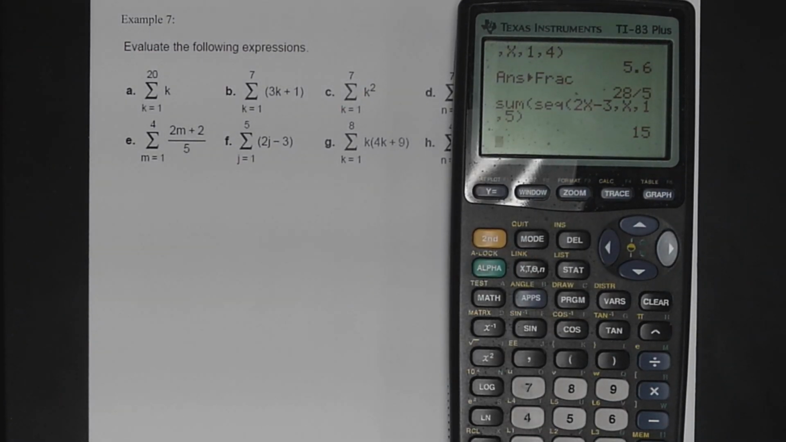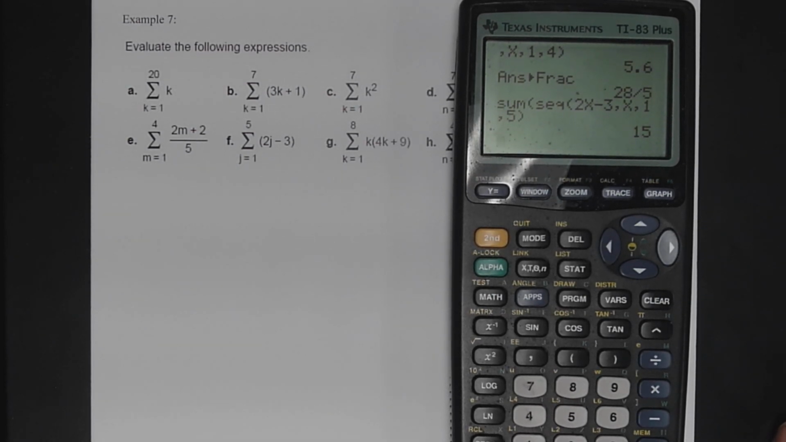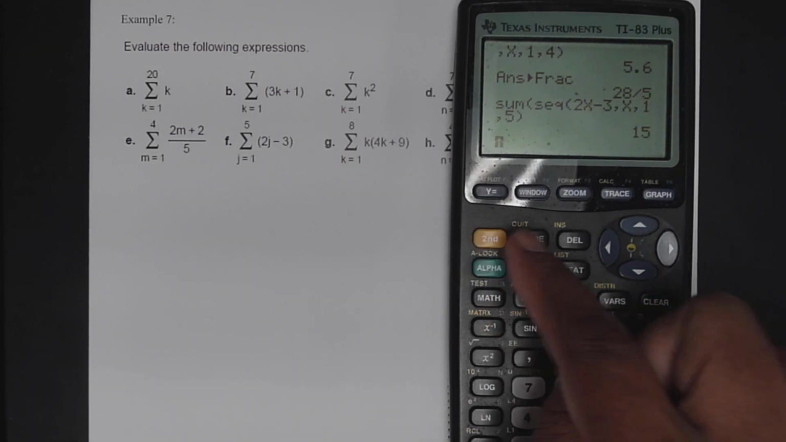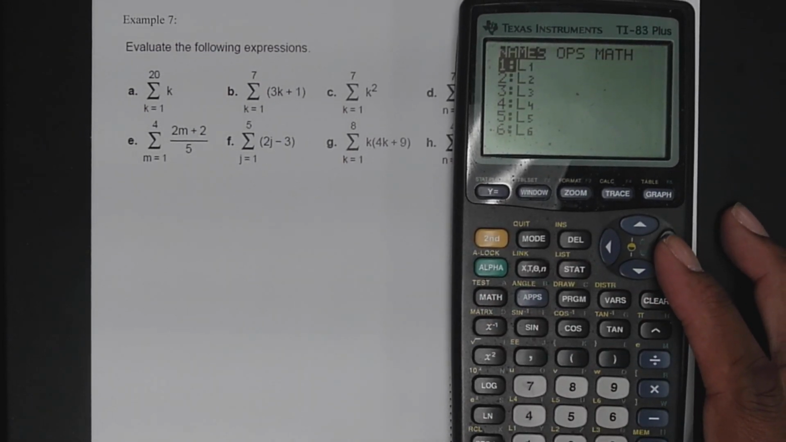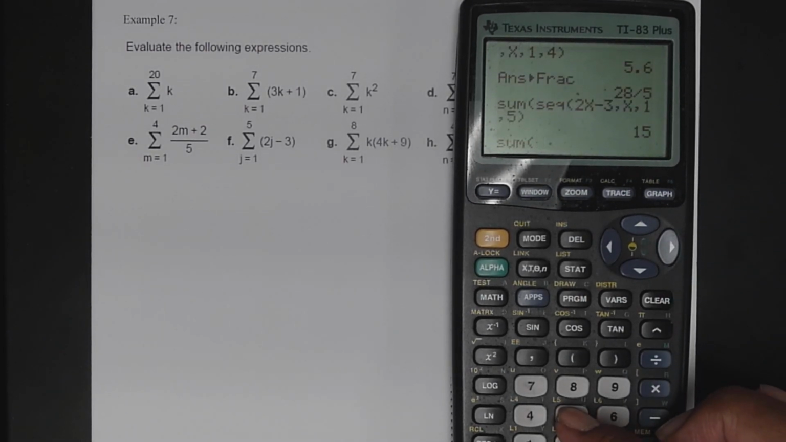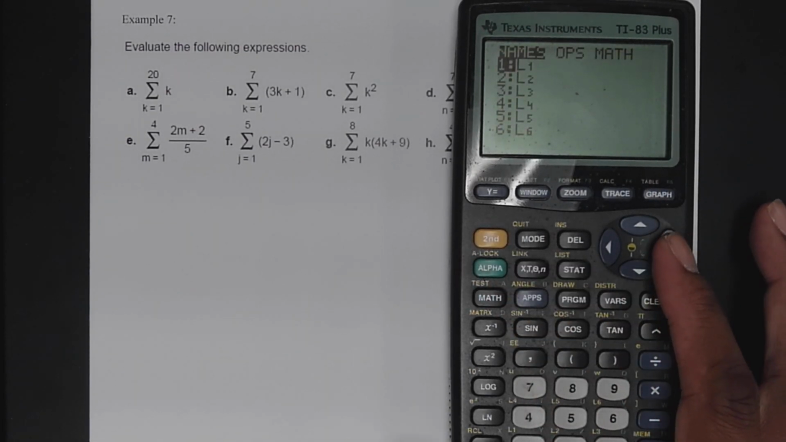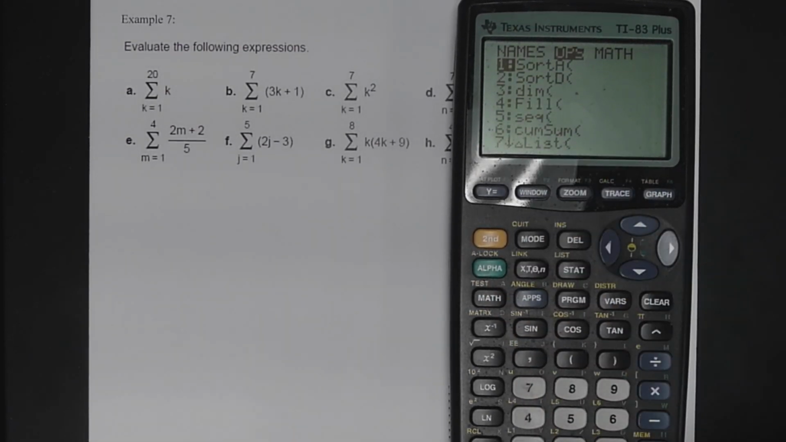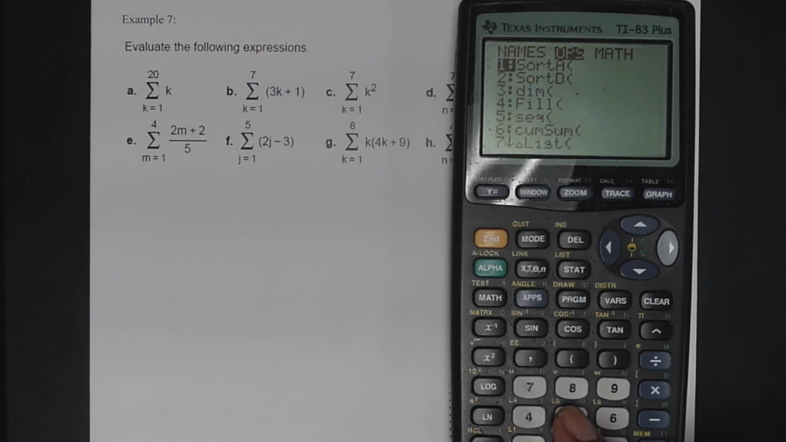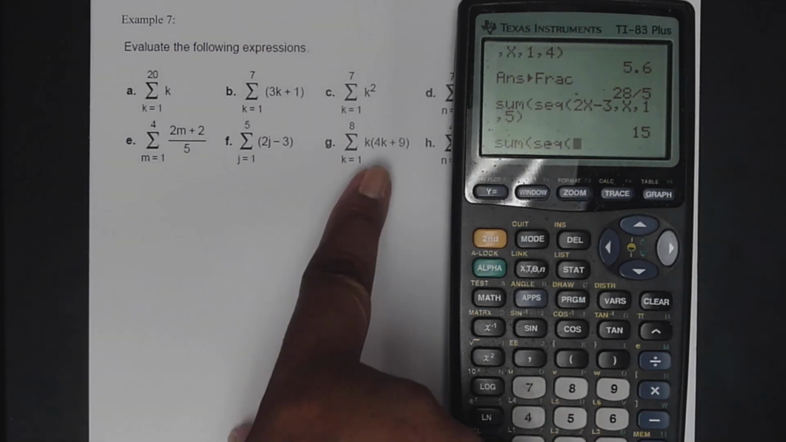Now, part G. The summation for k equaling from 1 to 8 of k times 4k plus 9. Okay, so this is what we'll do. Second, stat. Right arrow key twice for the math menu, and then select number 5 for sum. And then second stat again. This time, right arrow once to find the sequence menu, and select number 5 for the sequence command. And then we'll type in this expression.